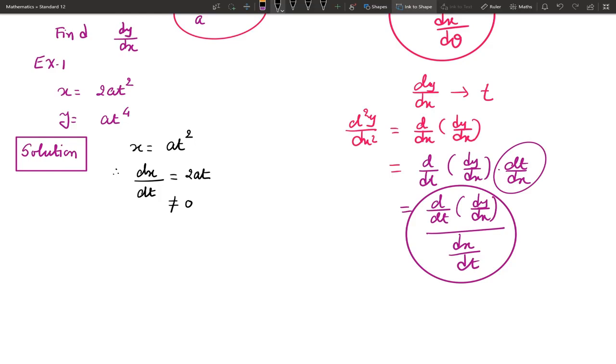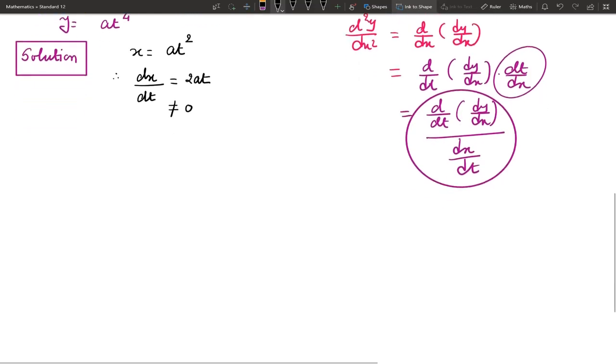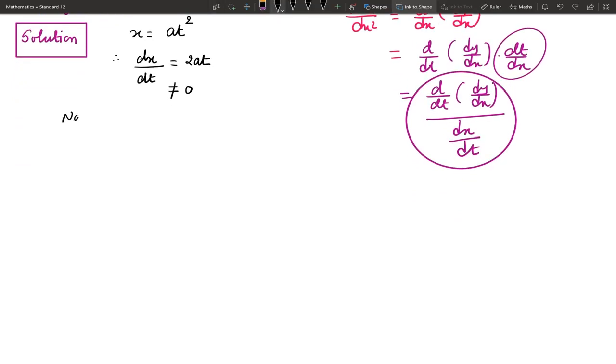Now dy by dt. y equal to at raised to 4, therefore dy by dt is 4at cube, using the formula d by dx of x raised to n is n x raised to n minus 1. So now dy by dt, it is 4at cube.